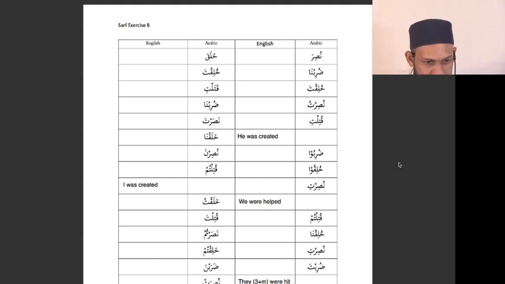Okay, so keep posting the answers. I'll go through with you, inshallah, as you're posting the answers. Number one, Nusira, means he was helped. Nasara, the ma'lum verb, means he helped. But Nusira means he was helped. Number two, Duribna. The ma'lum version, Darabna, means we hit. Whereas Duribna means we were hit.